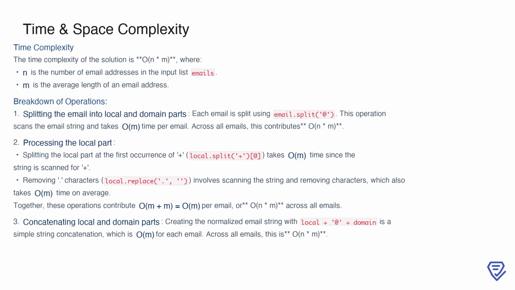Next, processing the local part requires two operations, splitting at the plus character and removing dot characters. Both of these involve scanning the string and take O(m) time per email, or O(n*m) collectively. Finally, concatenating the processed local part with the domain part to form the normalized email is a simple string operation, which also takes O(m) per email, adding another O(n*m) overall. These steps together result in a time complexity of O(n*m) for the solution so far.